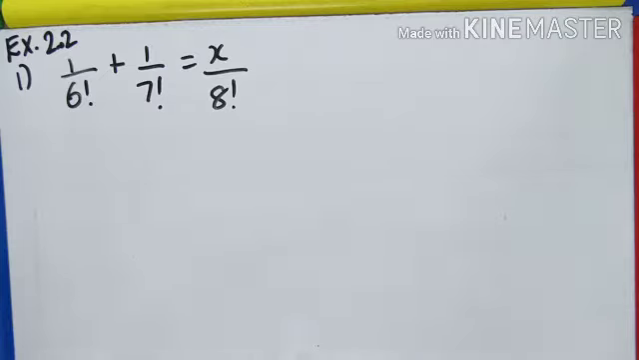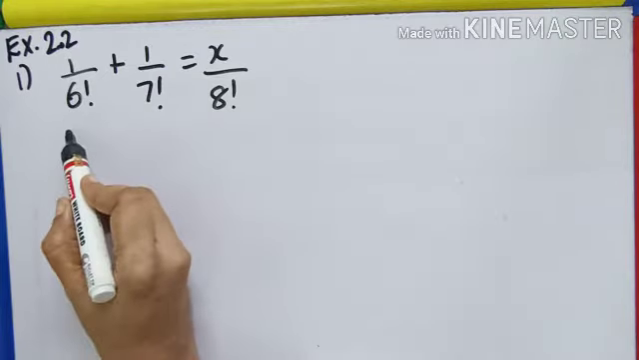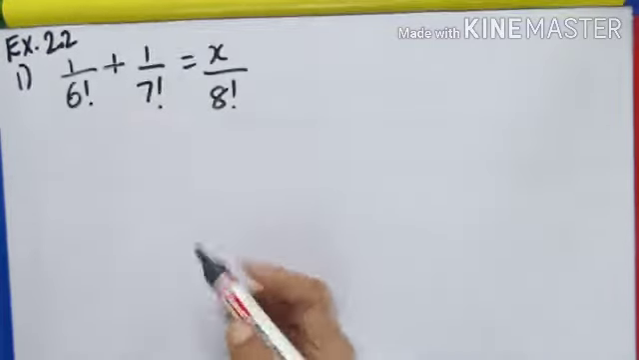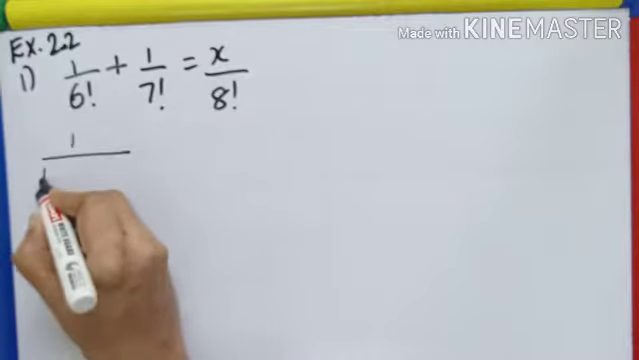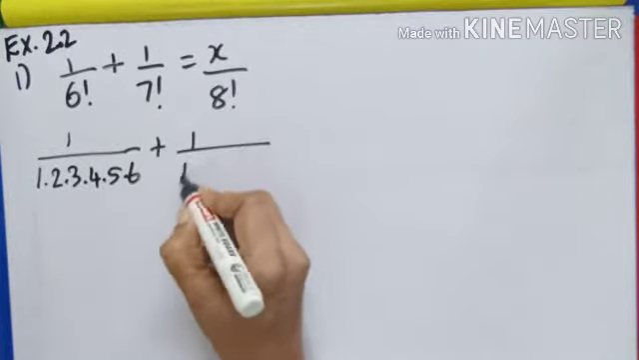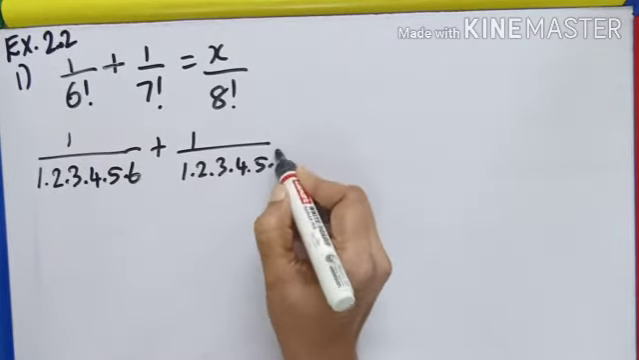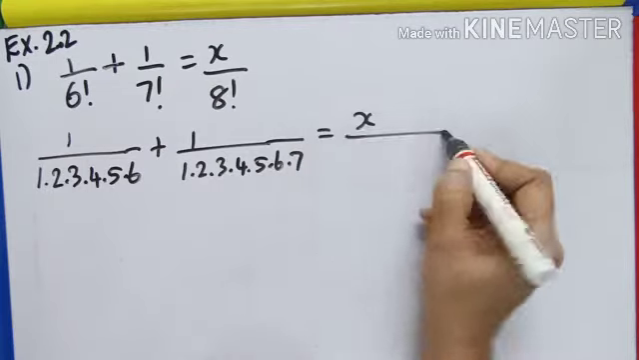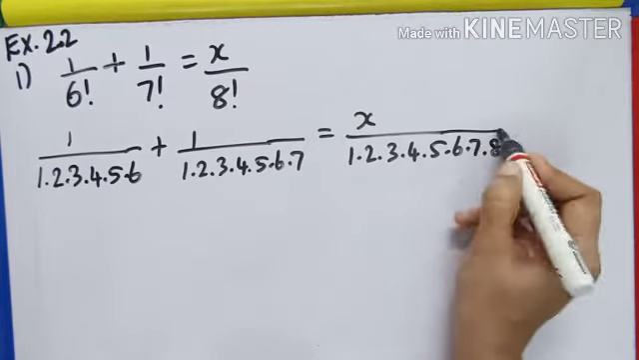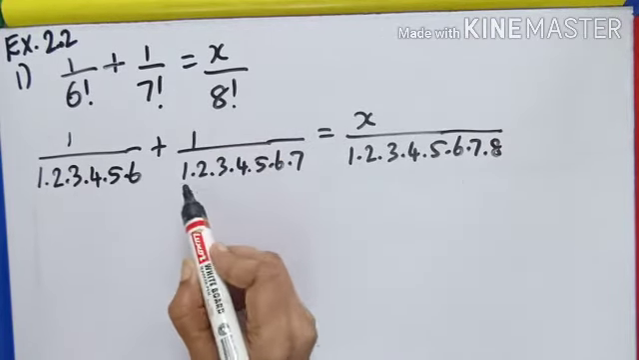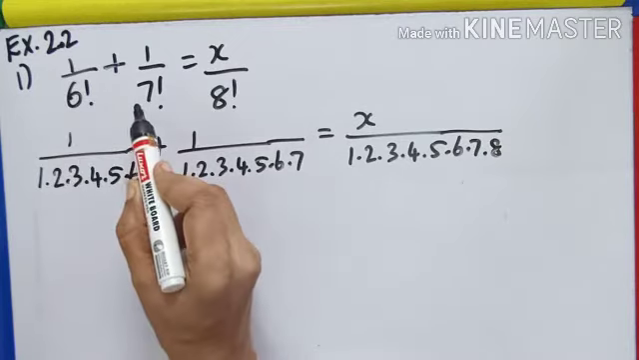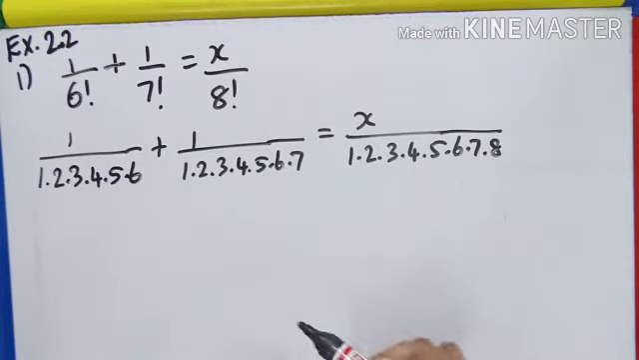Exercise 2.2, question number 1. 1 by 6 factorial plus 1 by 7 factorial equals x by 8 factorial. 6 factorial tells me 1, 2, 3, 4, 5, 6. 7 factorial tells me 1, 2, 3, 4, 5, 6, 7. And 8 factorial tells me 1, 2, 3, 4, 5, 6, 7, 8. Factorial is the product of numbers from 1 till that number. 6 means up to 6, 7 tells me up to 7 and 8 tells me up to 8.